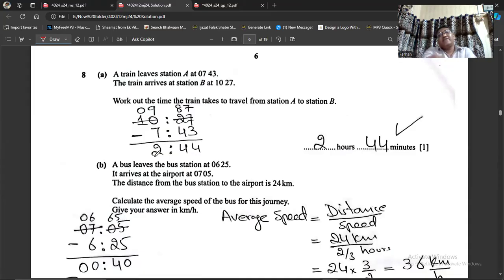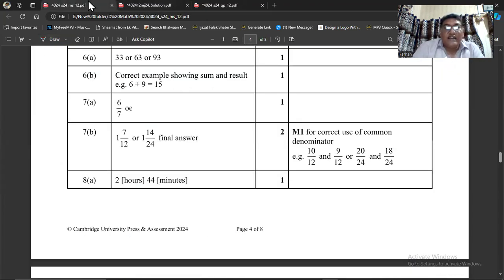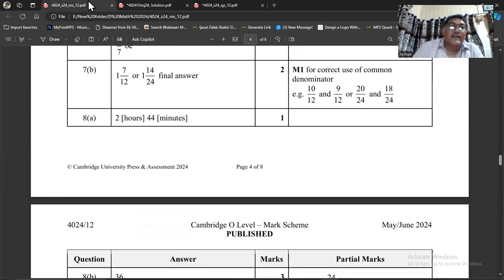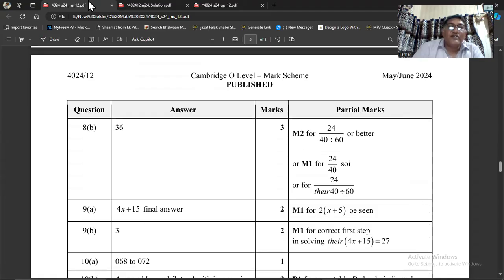I hope you understand this subtraction. So the time taken is 2 hours and 44 minutes. So let's check. 2 hours and 44 minutes is the right answer, sir. So we are going to the next.